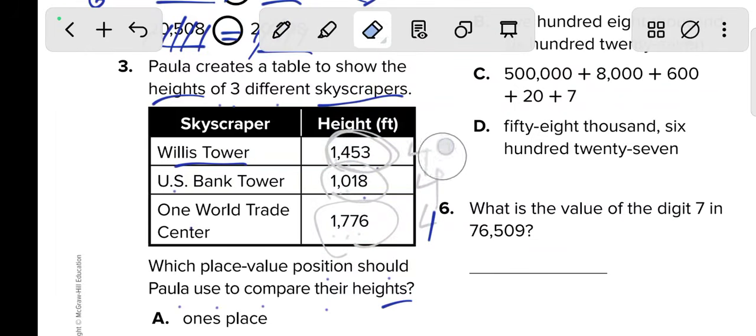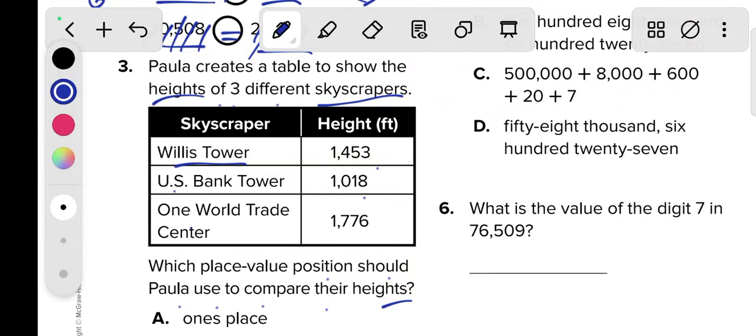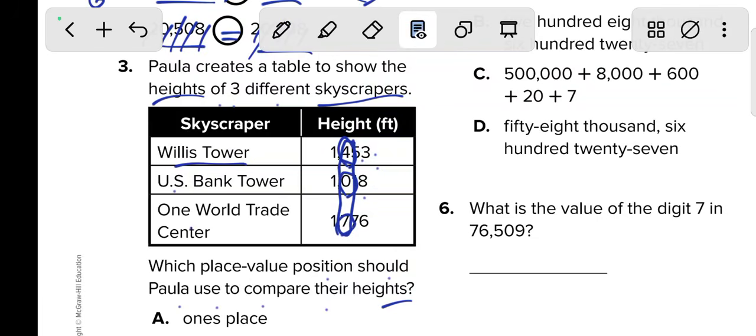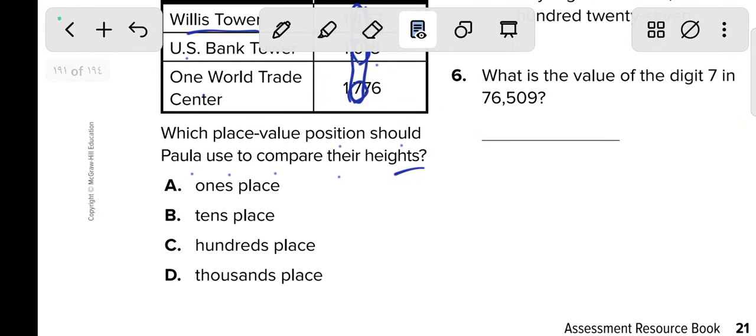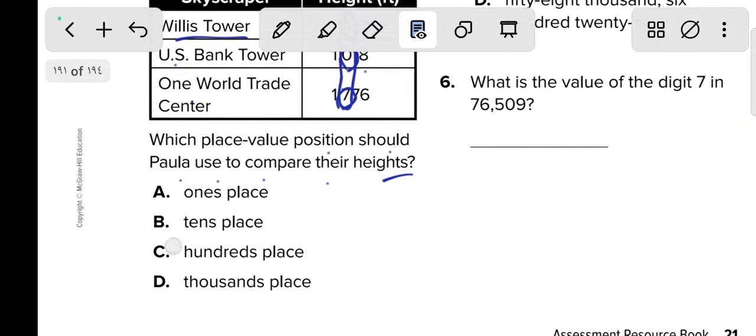We know it from this digit, right? This digit, in which place? What is the place value of this digit? It's ones, tens, and hundreds. So here is the hundreds, 0 hundreds, 7 hundreds. So from the hundreds place, we know that this is the biggest one and this is the shortest one, from the hundreds place.